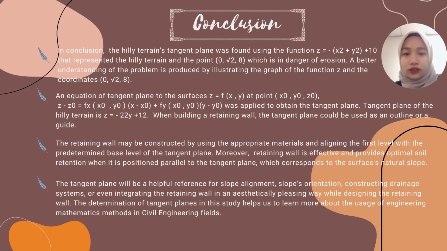civil engineering fields. The retaining wall may be constructed by using the appropriate materials and aligning the first level with the predetermined base level of the tangent plane. Moreover, a retaining wall is effective and provides optimal soil retention when it is positioned parallel to the tangent plane, which corresponds to the surface's natural slope.